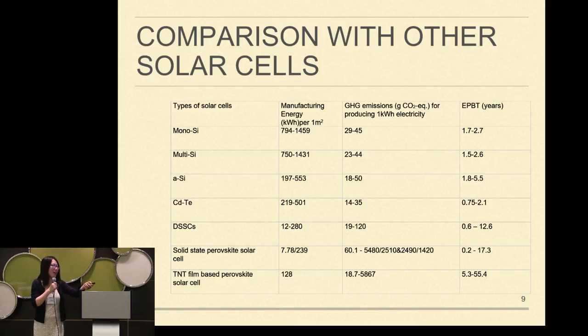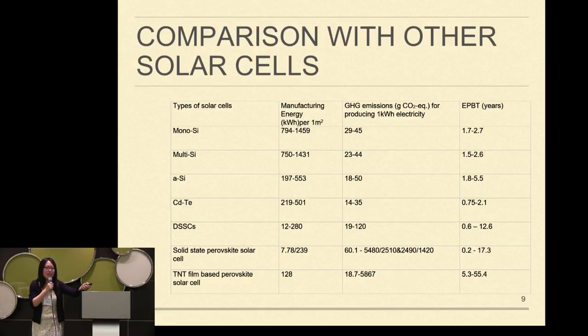In the last part, we are going to compare our perovskite solar cell with other solar cells. We did two different systems. One is solid state perovskite, and the other one is liquid state perovskite. If you see this table, you can see the perovskite solar cells have comparable manufacturing energy to the first generation and the second generation solar cells. And also, they have a broader range for the greenhouse gas emission.